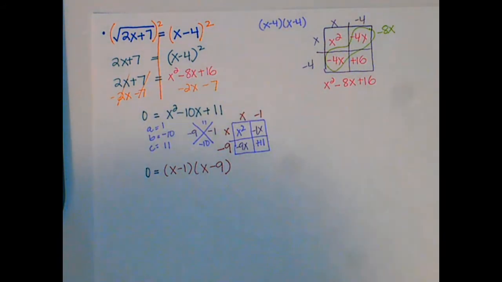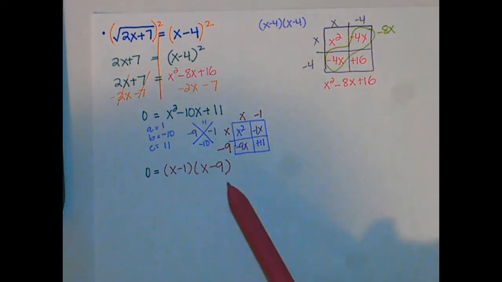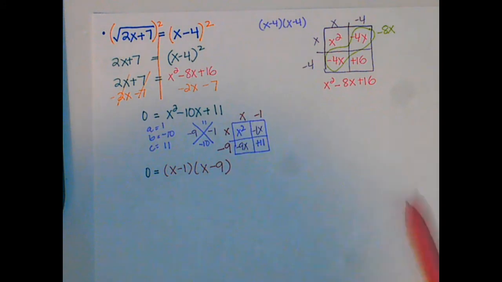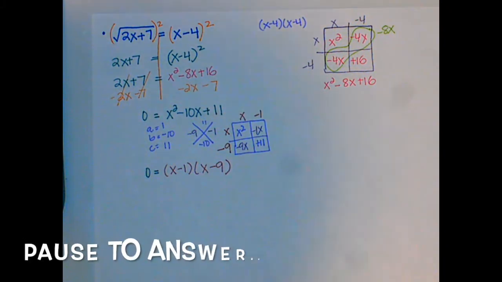From here, you want to solve for those x's. So you want to use the zero product property first. And then I want you to test whether the points will be extraneous or not. So I'm asking you to finish and give me your final answer.